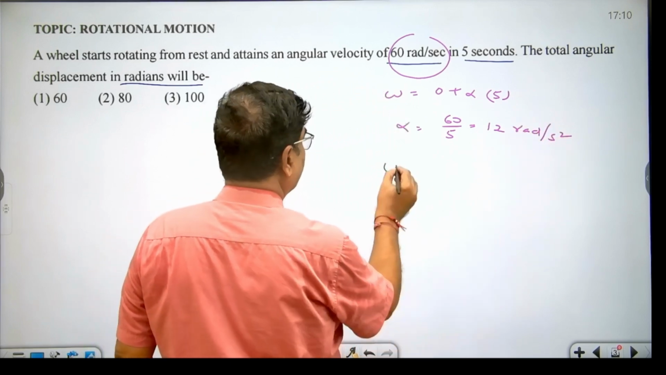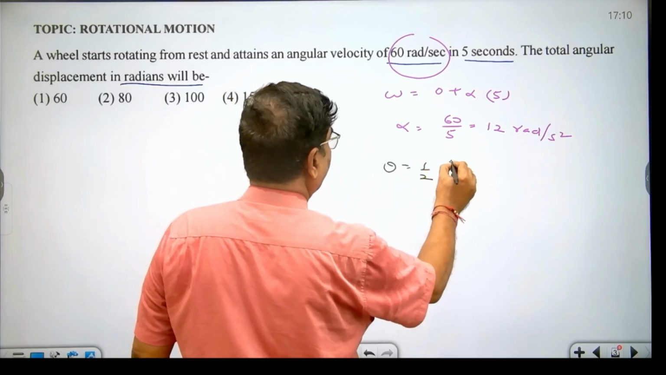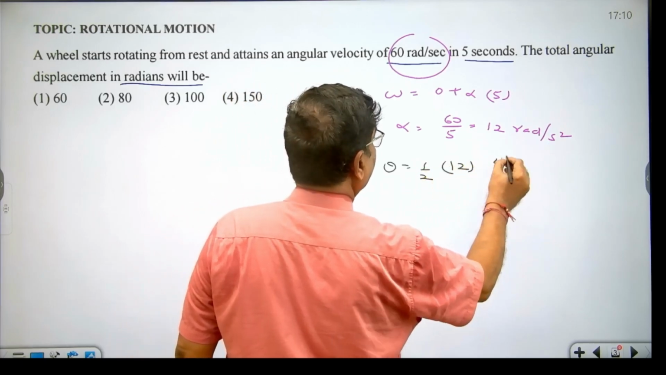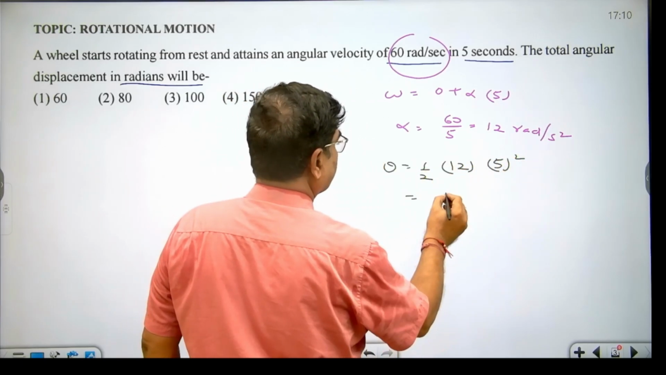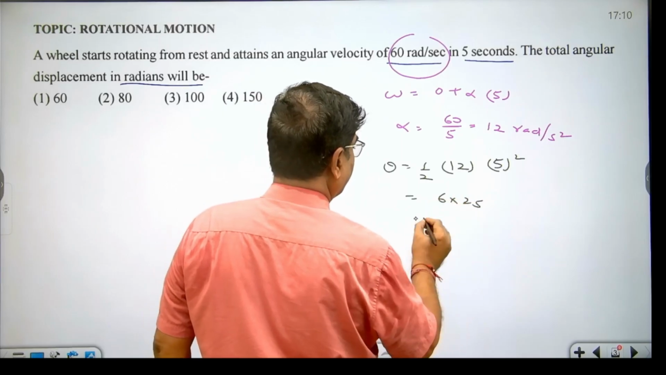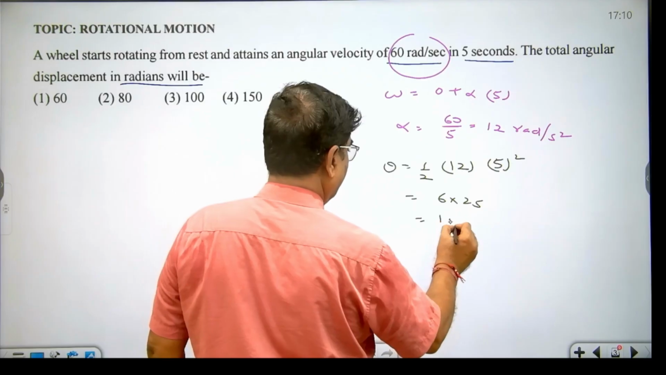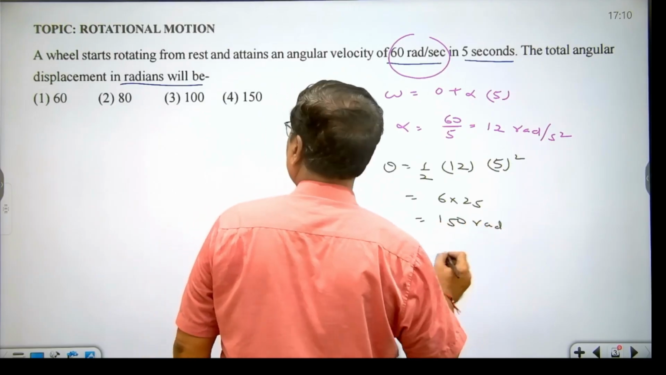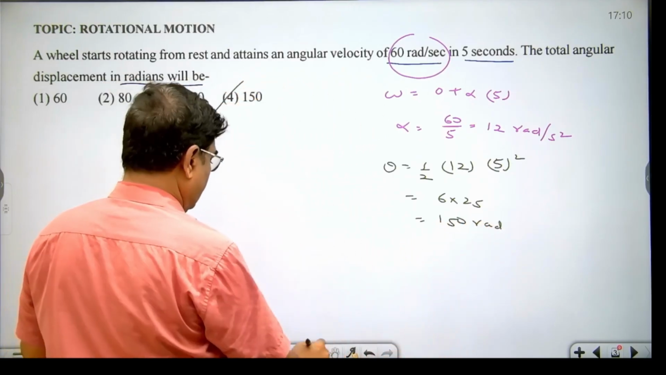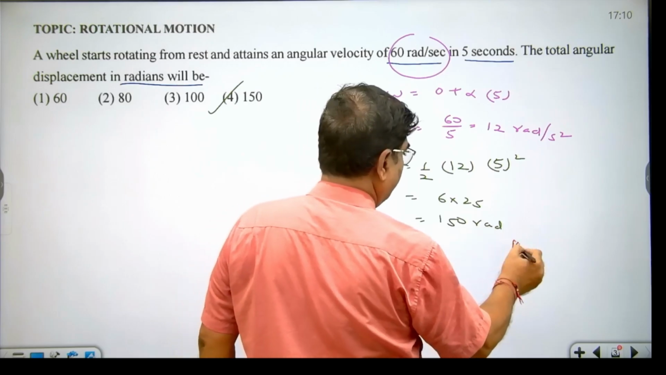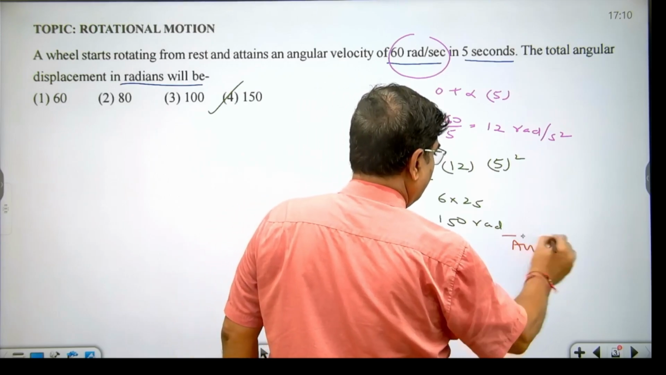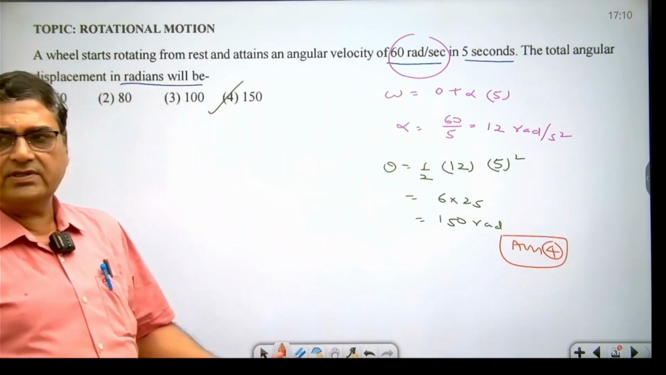And what is theta? Theta equals half alpha t square. This is 6 into 25. This is 150. 150 radian. So out of 4 choices, the correct choice is option 4.